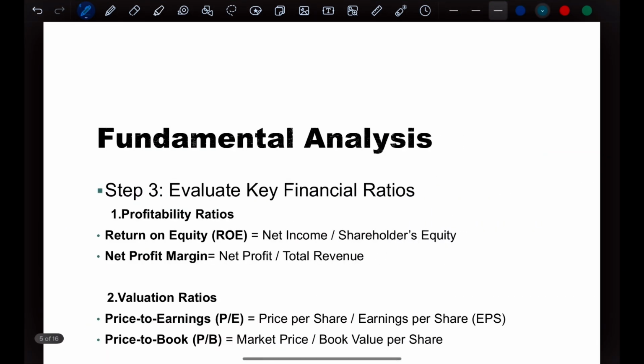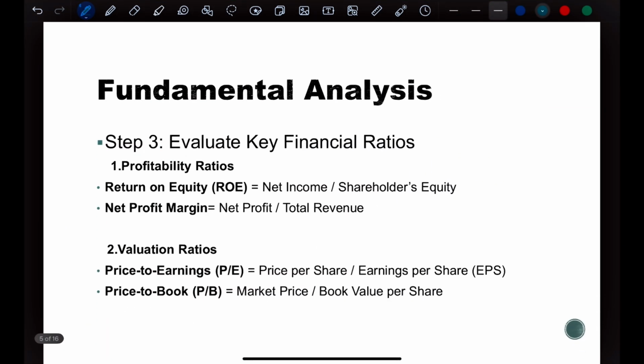Now let's move on to our third step, which is evaluating key financial ratios. On a broader scale, we look at two of the major financial ratios, which are profitability ratios and valuation ratios. Profitability ratios tell us about how much profit is generated, and there are two key ratios that we look for in profitability ratios.